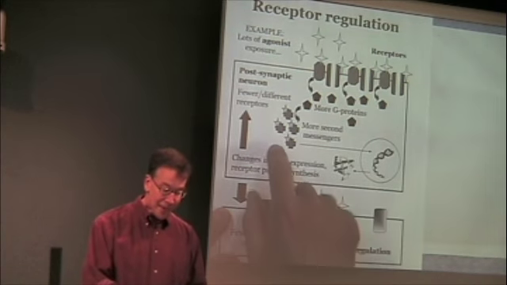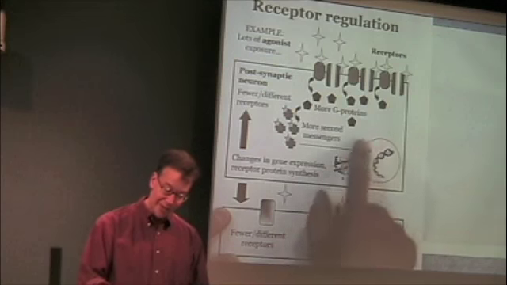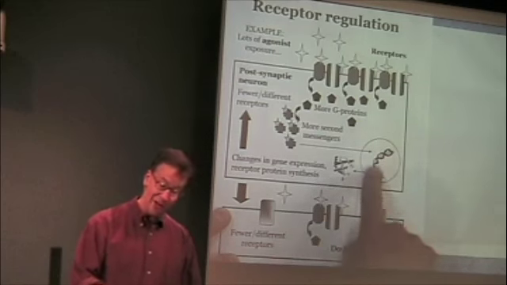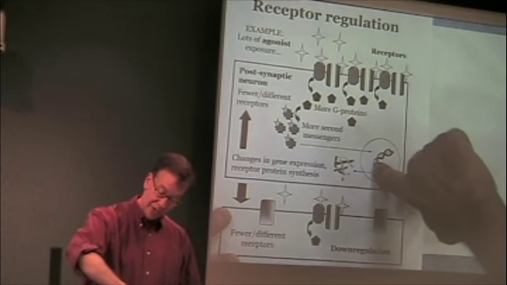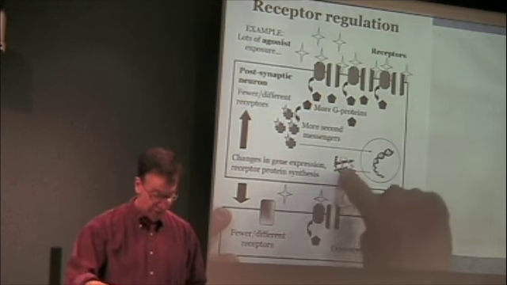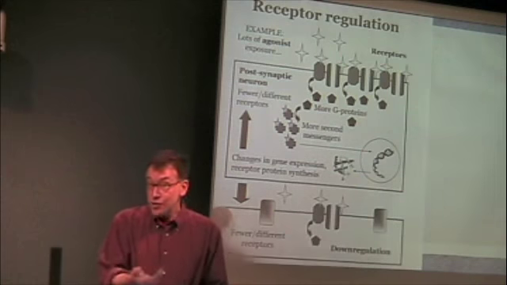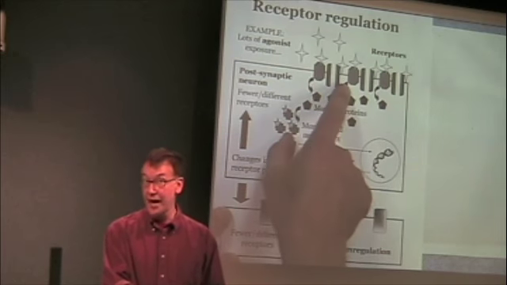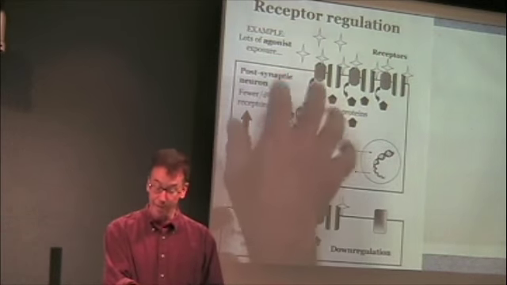So this is supposed to represent the nucleus of this postsynaptic cell, where the DNA is located, where genes are transcribed and then translated into proteins, and these proteins include receptors, and some of these receptors are going to be inserted into the membrane at the postsynaptic membrane.